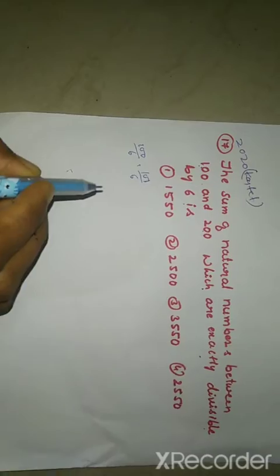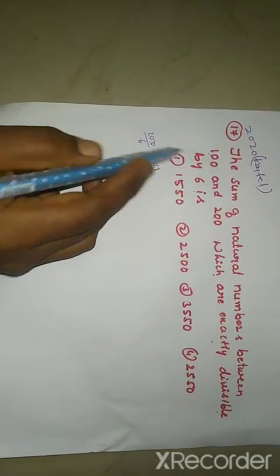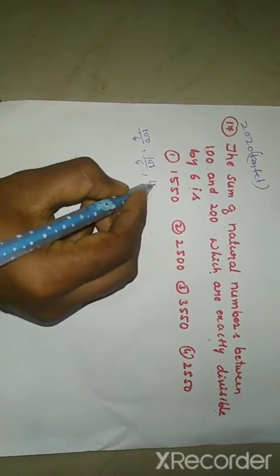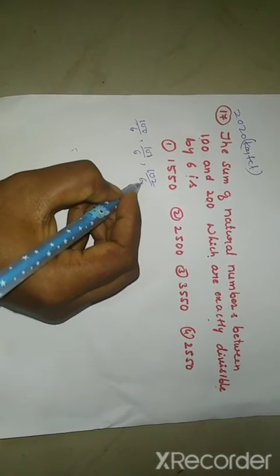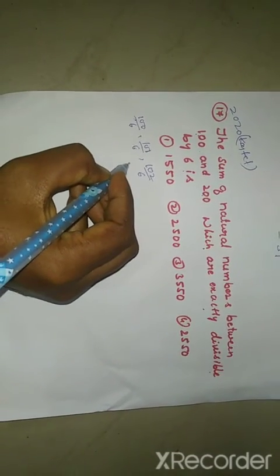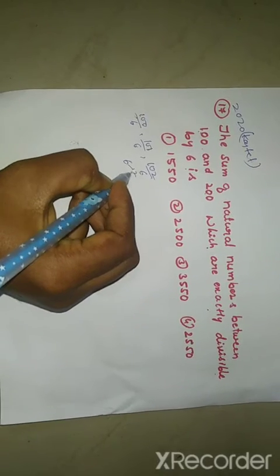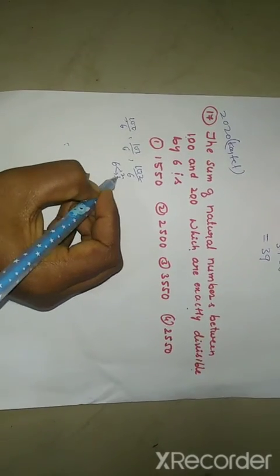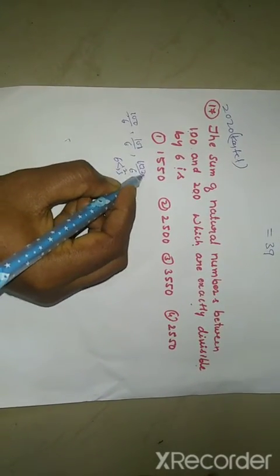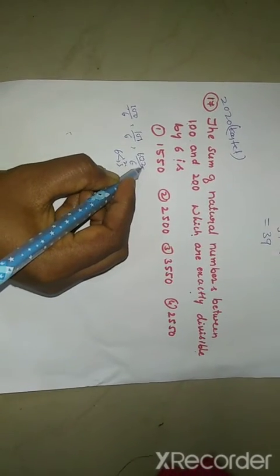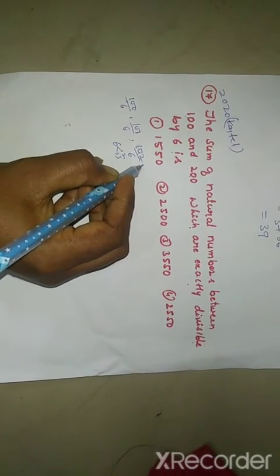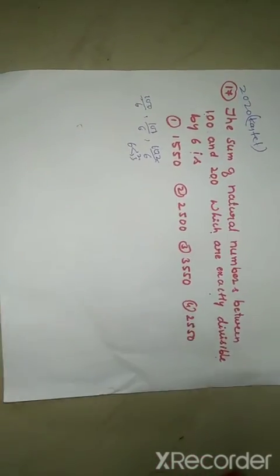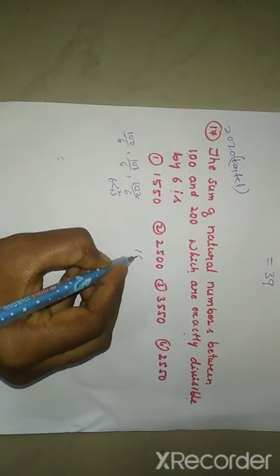So we first have to fix the first term. That's why I am taking 100 first. It is not divisible by 6. This is also not divisible by 6, and 102. This is divisible by 6 because the prime factors of 6 are 2 and 3. It is divisible by 2 because it ends with an even number, and divisible by 3 because if we add the digits, 1 plus 0 plus 2, we get 3. 3 is divisible by 3, then this number is divisible by 3. That is a shortcut. So I will fix the first number as 102.